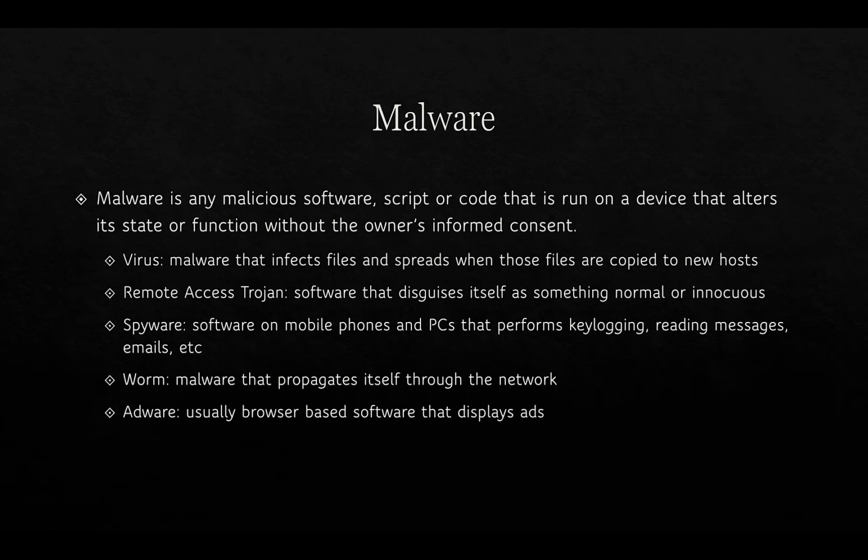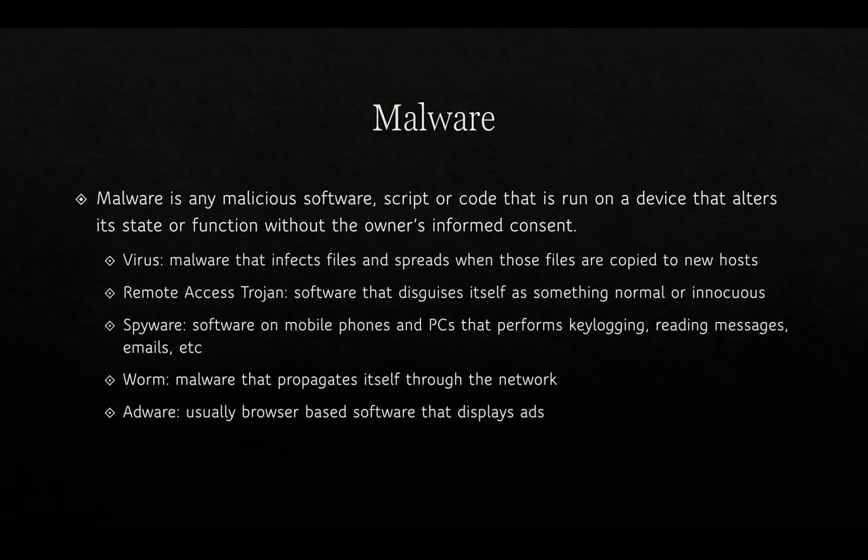So there's various types of malware. There's a virus, which is malware that infects files and spreads when those files are copied to new hosts. A remote access Trojan, or RAT, is software that disguises itself as something normal or innocuous. For example, another application that you would find normal on your PC, or it may be disguised as an image, or even another type of file, a Word document, for example.